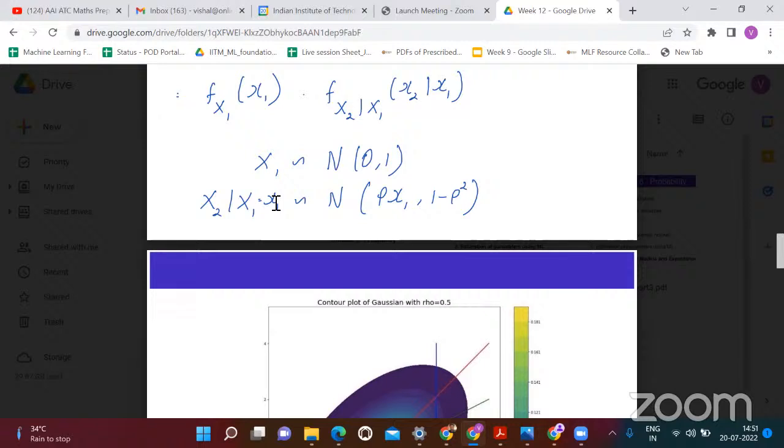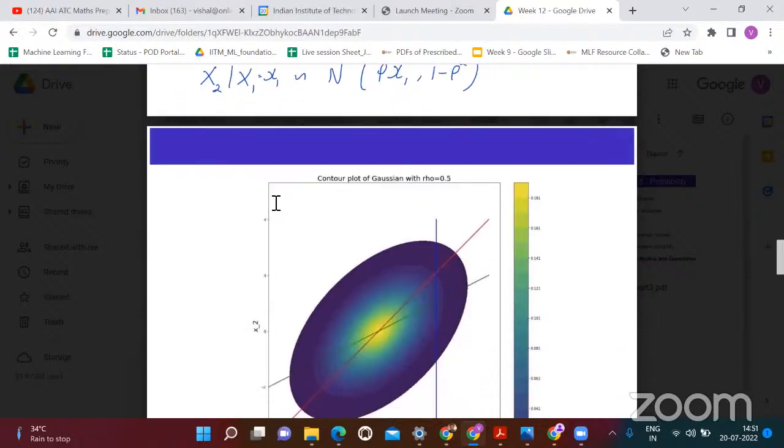So x2 given x1 is a normal distribution where the mean is rho x1 and the variance is 1 minus rho square. So this was the scatter plot I was having.